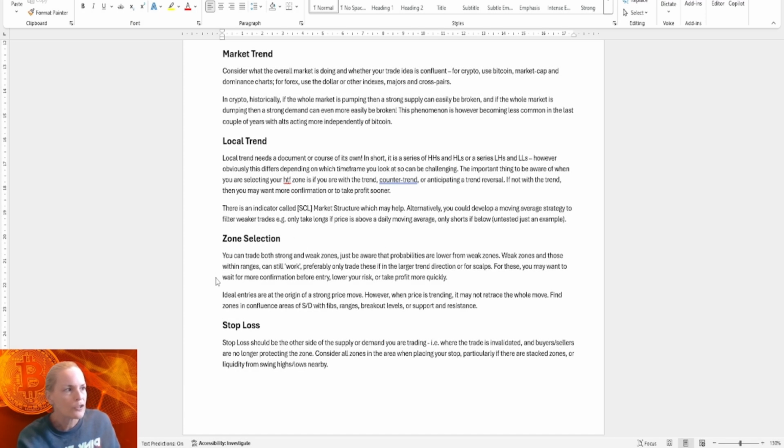So, zone selection. As I've just said, you can trade both strong and weak zones, but you need to be aware the probabilities will be lower from weak zones. Weak zones and those within ranges can still work, but ideally you would only trade these if the larger trend direction is in your favor, or for scalps. And you may want to wait for more confirmation, lower your risk, or take profit more quickly.